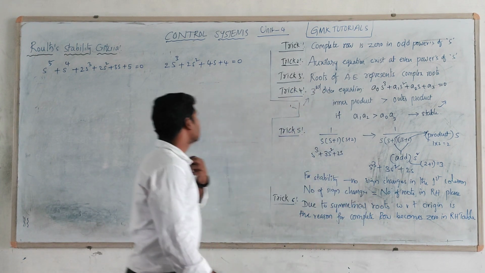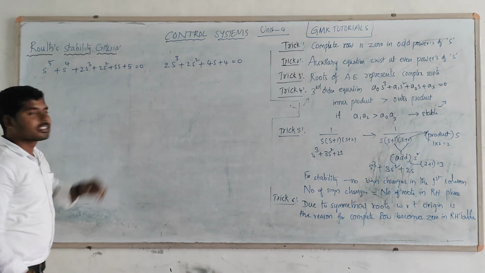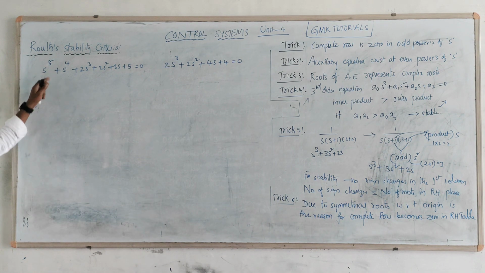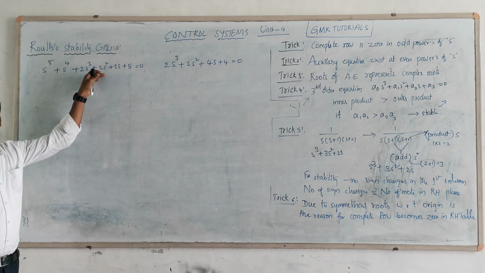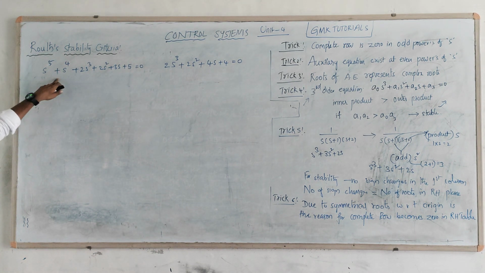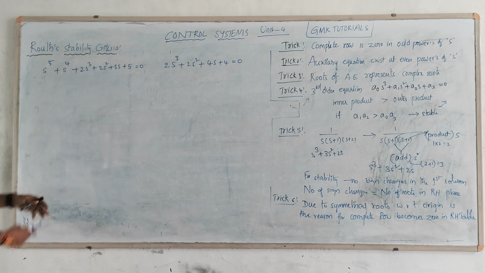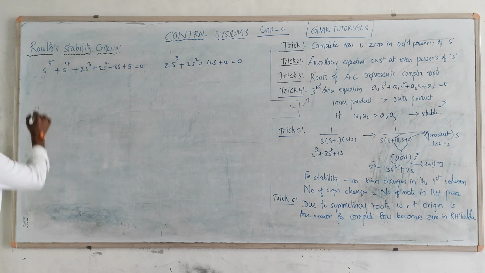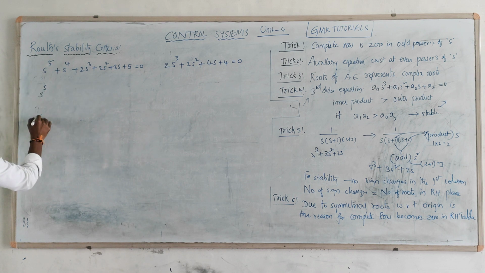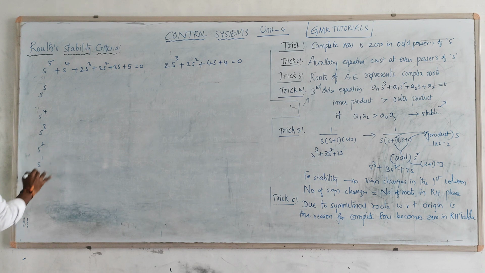In this case we will take two examples and see that all the criteria are satisfied. I will take the characteristic equation of the corresponding transfer function directly, without solving all those steps. If you apply Routh's criterion table: S power 5, S power 4, S cube, S square, S power 1, S power 0. So these are the coefficients.